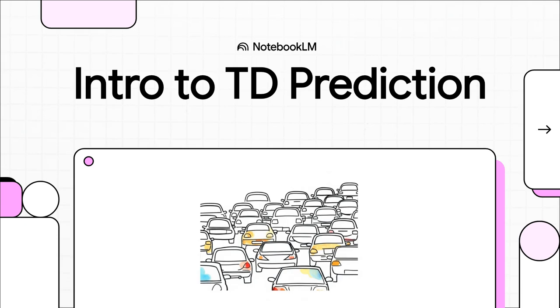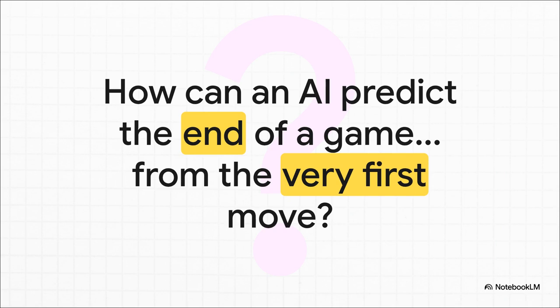All right, today we're going to dive into a really cool AI concept. It sounds a bit complicated, temporal difference prediction, or TD prediction, but trust me, the idea behind it is actually super intuitive. It's one of those things that once you get it, it just clicks. So let's start with a puzzle.